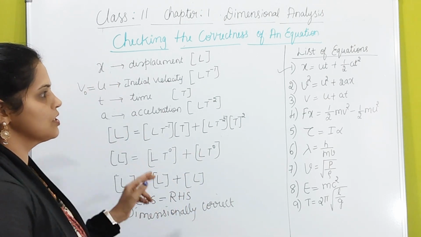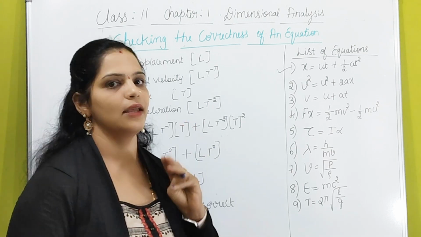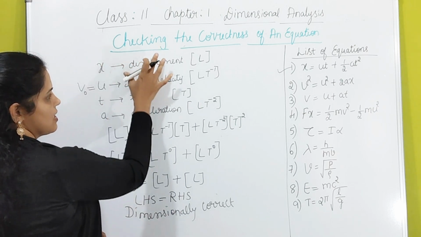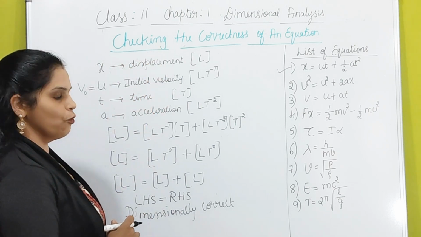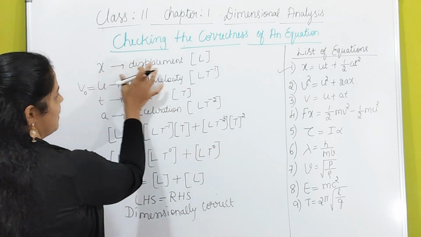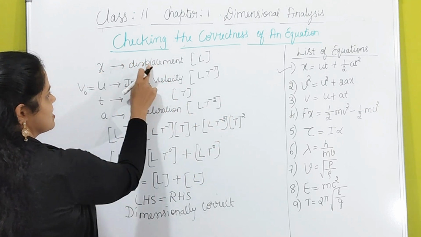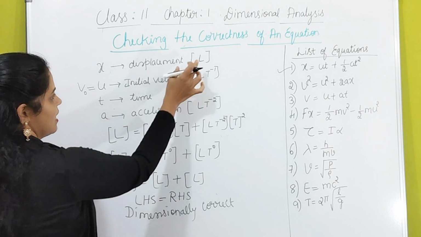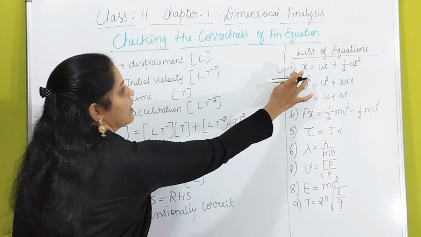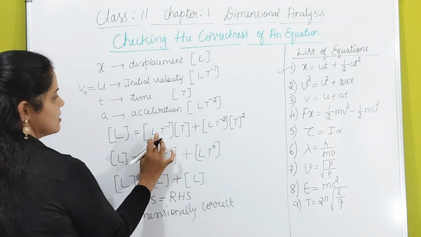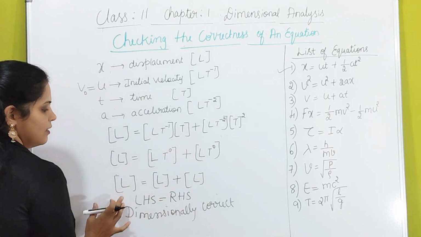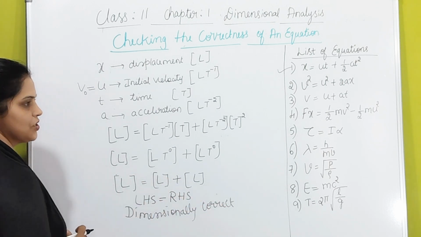This type of question is asked in the board paper for 3 marks. Students, you have to follow all these steps. First, you have to write the statement of the principle of homogeneity and take the given equation. Explain the terms used: x is displacement, u is initial velocity, and write the dimensional formulas. Substitute the dimensional formulas in the given places and simplify further. If you get the same dimension, then the given equation is dimensionally correct.